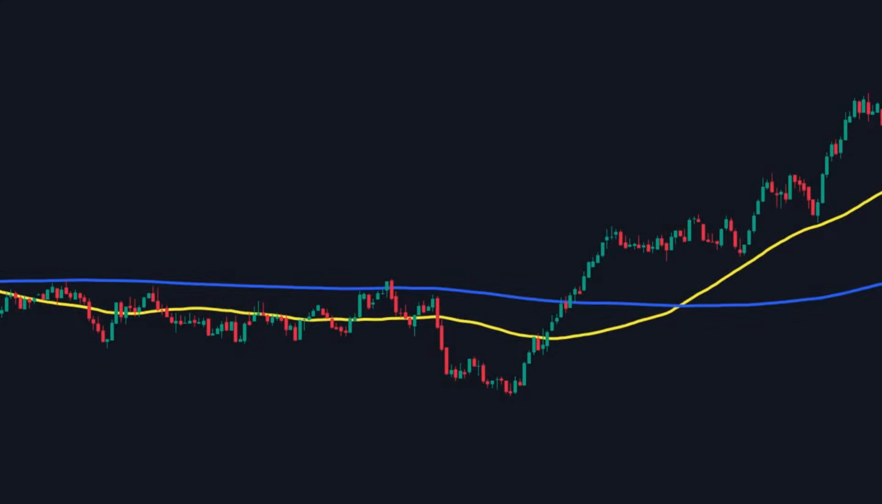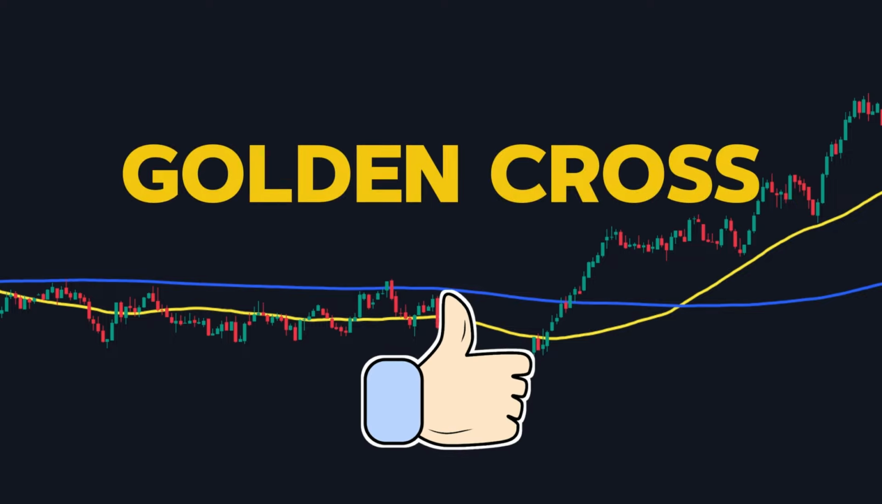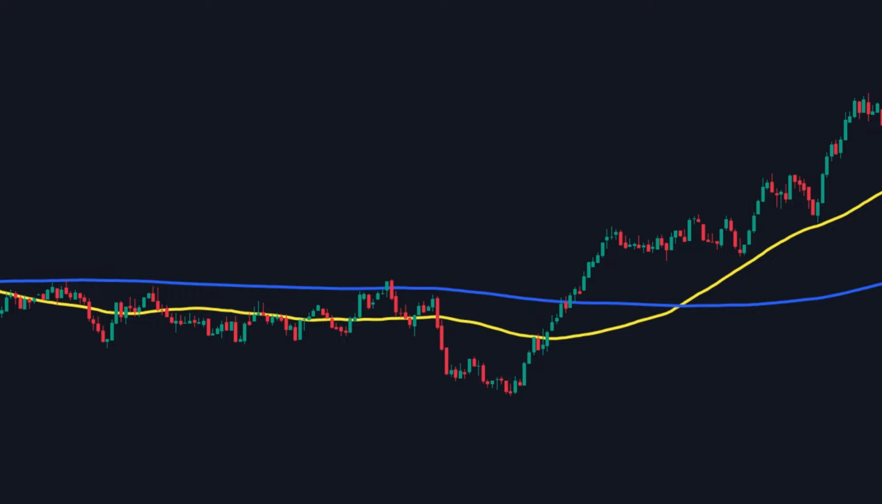Now that we've defined the Golden Cross, let's talk about how to use it effectively in your trading. The key to maximizing the Golden Cross is not to rely on it alone. You'll need to combine it with other analysis techniques, and most importantly, be patient.